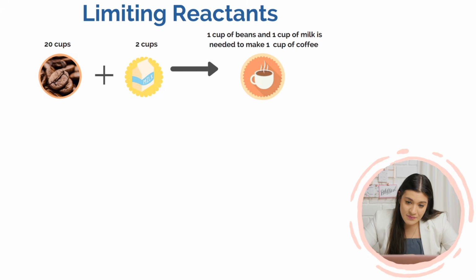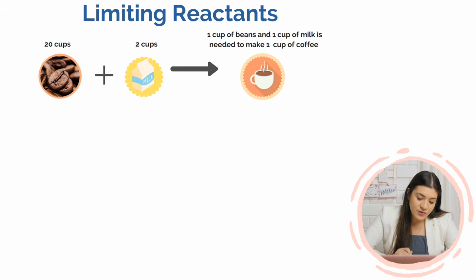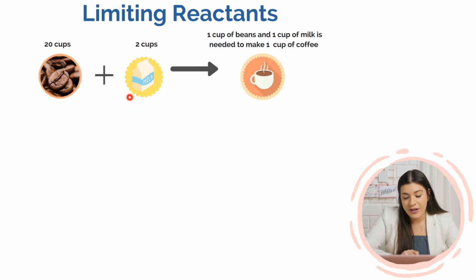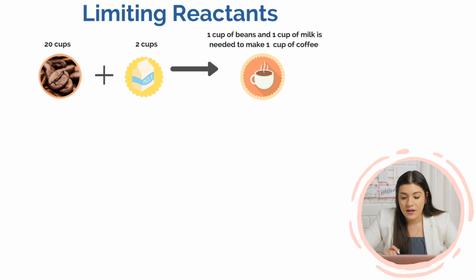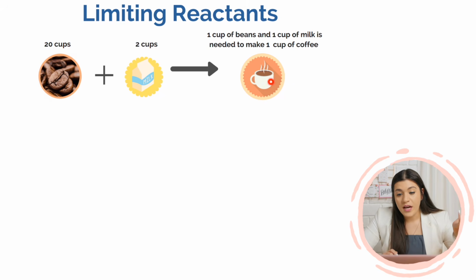So how I like to look at it is like ingredients, right? We have two different ingredients. Those are our reactants, two different reactants. And our product is whatever we're trying to make. So our cup of coffee. For 1 cup of coffee, we have to have 1 cup of beans and 1 cup of milk. That gives us 1 cup of coffee.